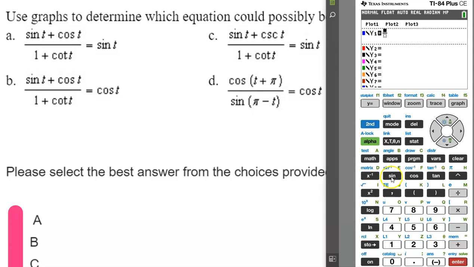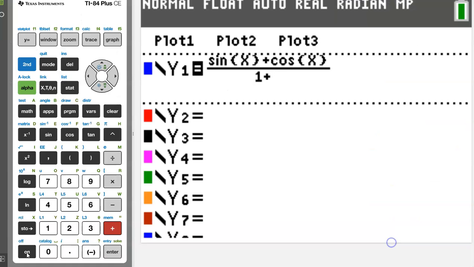And okay, so I'm going to have sine x plus cosine x, and that is over 1 plus cotangent x. Alright, I decided to make it a little bit bigger. It was a little bit too small. So I'm supposed to type cotangent x right now.